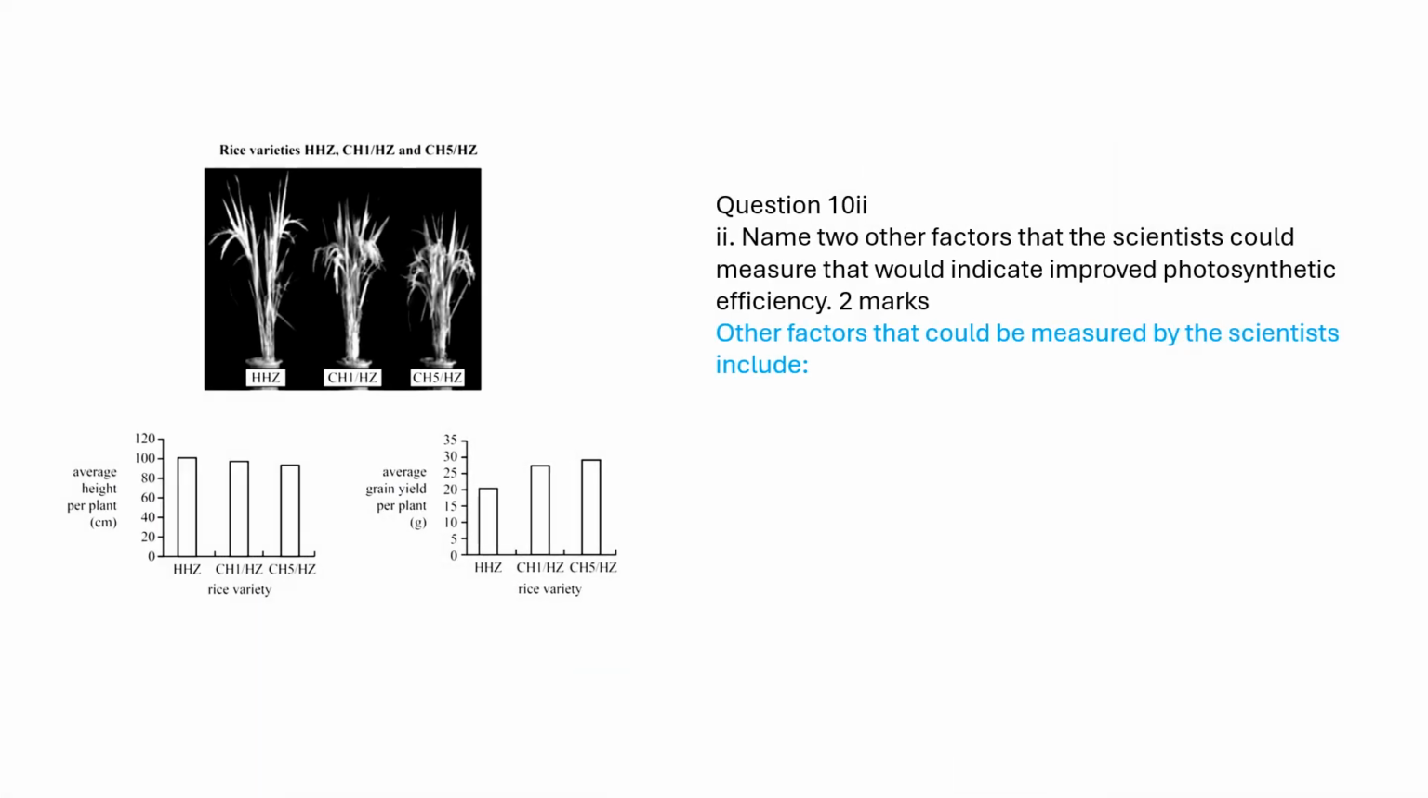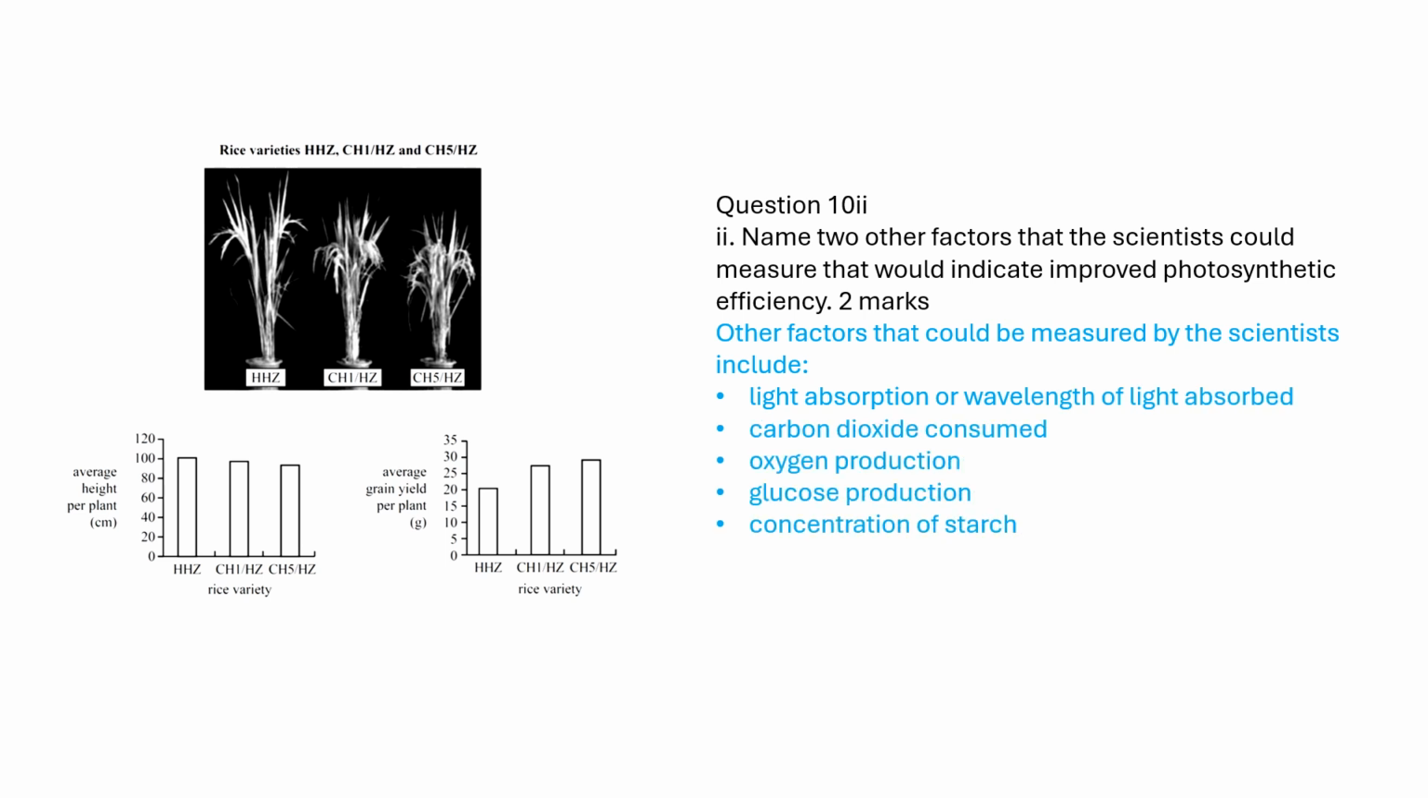Any two factors are okay. These factors include light absorption or wavelength of light absorbed, carbon dioxide consumed, oxygen production, glucose production, concentration of starch, amount of chlorophyll, water production.